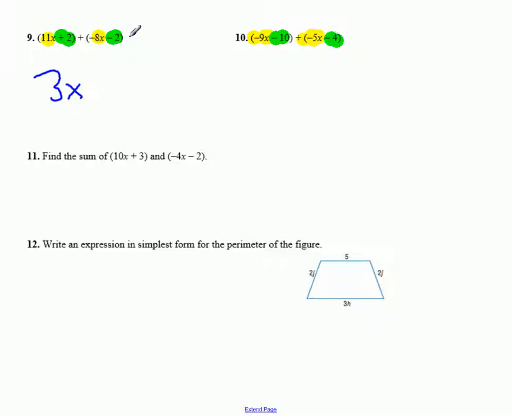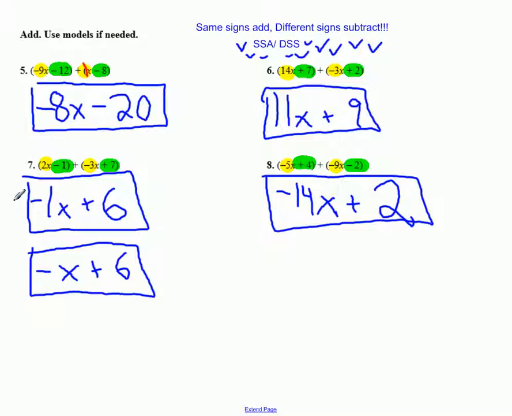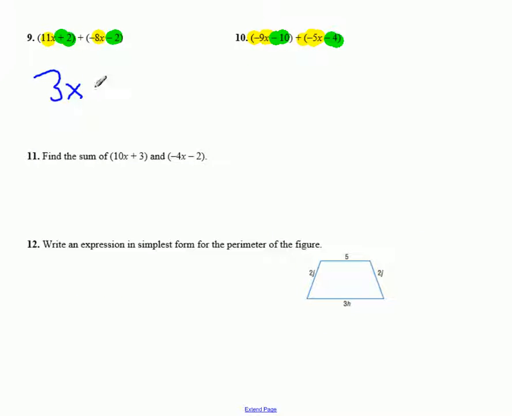And then I have 2 and negative 2, different signs subtract. I get 0. Well, no point in writing that 0 because it really doesn't mean anything. So my final answer is just lonely 3x all by itself. If you wrote this on a test, would it be wrong? No, but it's not correctly simplified. So this is technically the correct mathematical answer.